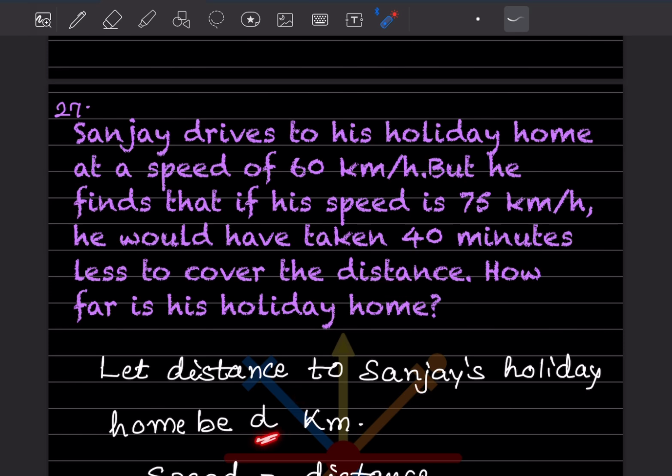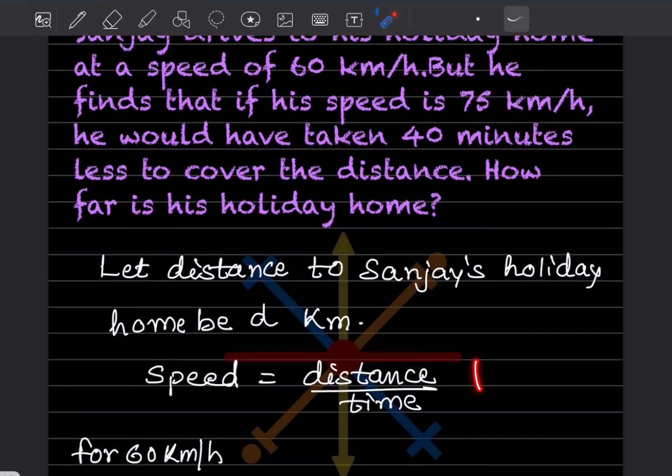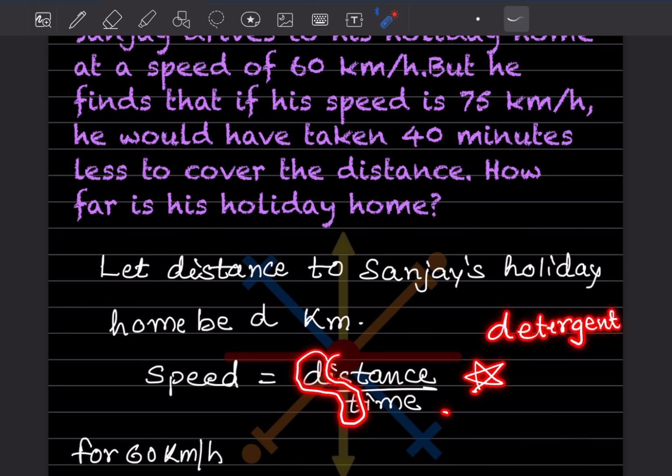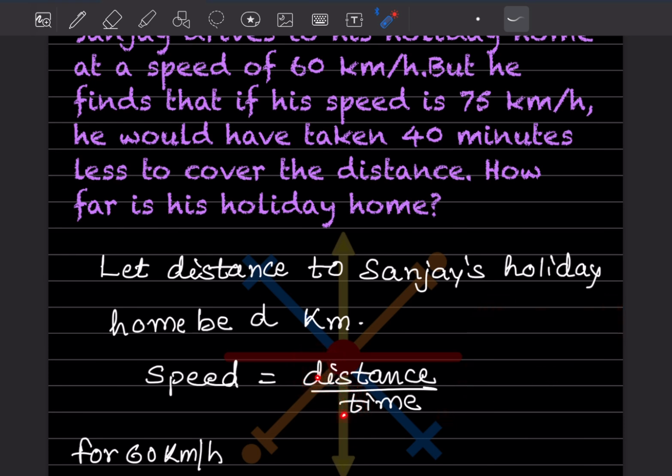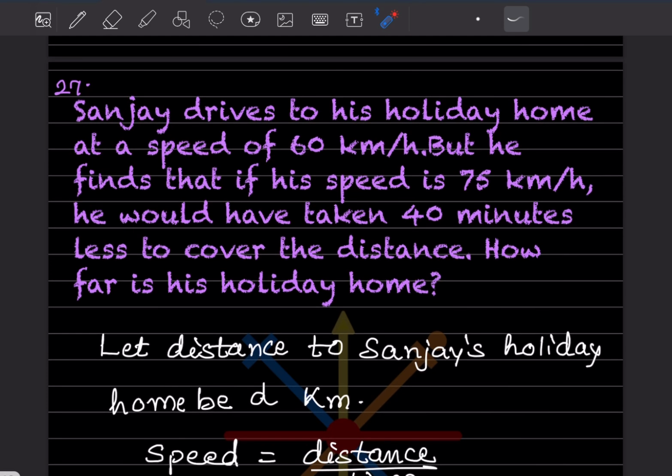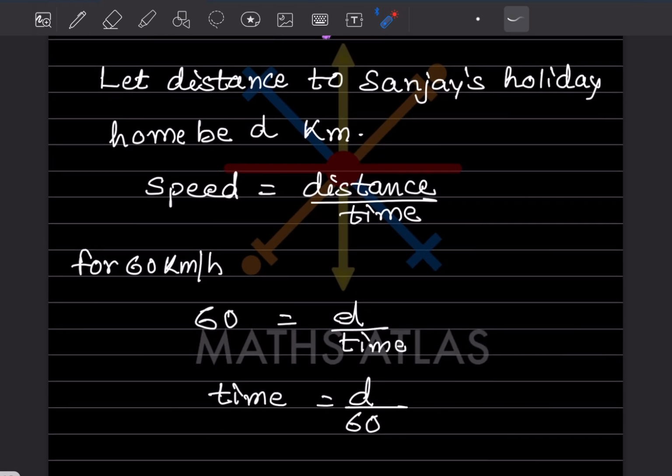That is d kilometers. And you know the formula, speed is equal to distance by time. So always remember d by t. We can remember this one, because there is always confusion between d and t. That is detergent, we can say, that will be d divided by t. So now first we'll see for 60 km per hour. So this is the speed, 60 km. We'll put here 60 in place of speed. D, we have considered this distance as d, and we don't know the time.